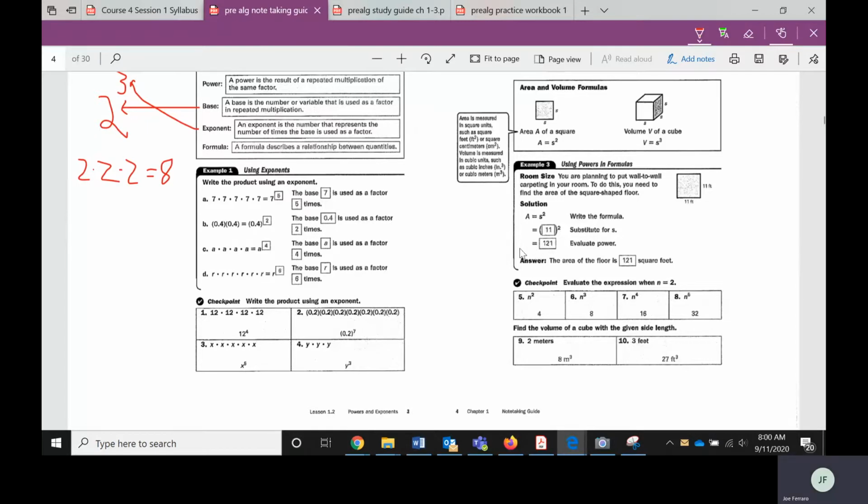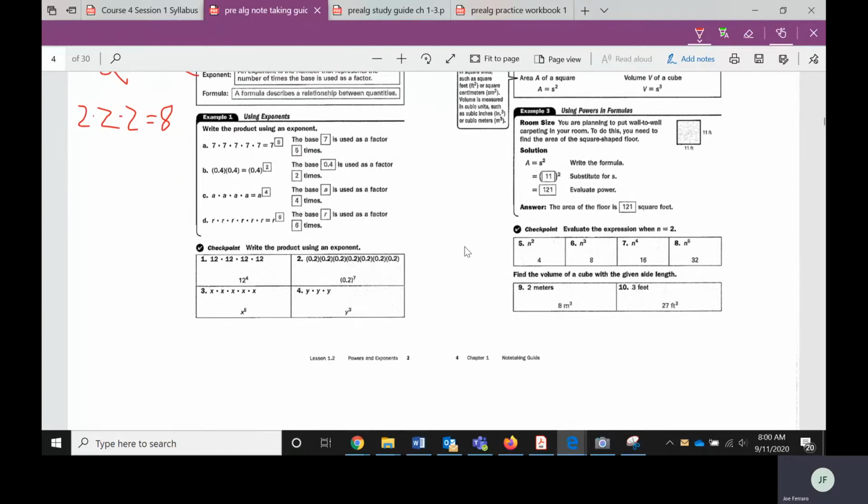Other types of problems you'll see: remember, when it says evaluate, you put the number in for the letter if it's a variable problem, or they could just tell you to evaluate. It could be something like 12 to the fourth. If they want you to evaluate, you either use your calculator and enter 12 to the fourth, or it's 12 times 12 times 12 times 12. So here all they're doing is putting 2 in. 2 squared is 4. That's 2 times 2. 2 to the third is 8.